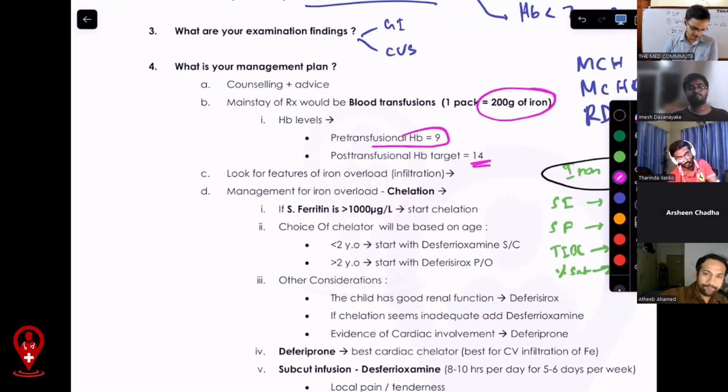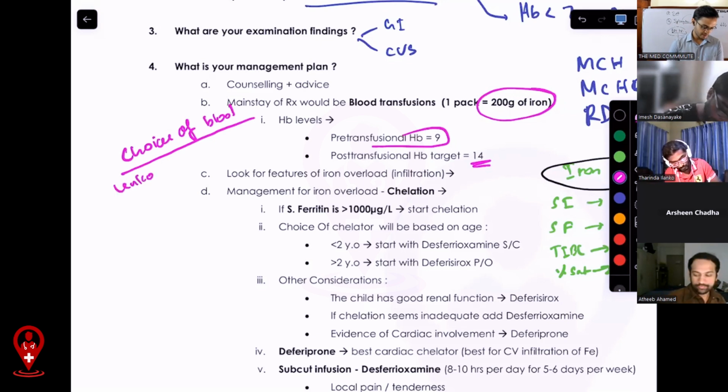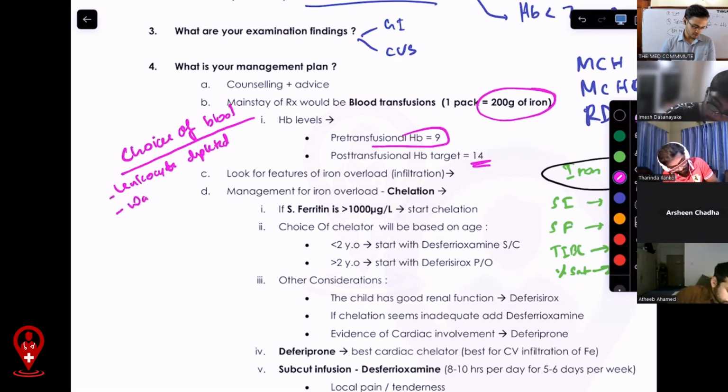Okay. Then what is our choice of blood, guys? Actually, I haven't mentioned it here. Choice of blood. What blood are we going to give? You all can write it down. Choice of blood, guys, write it down. Leukocyte depleted, right? Leukocyte depleted. Washed, right?